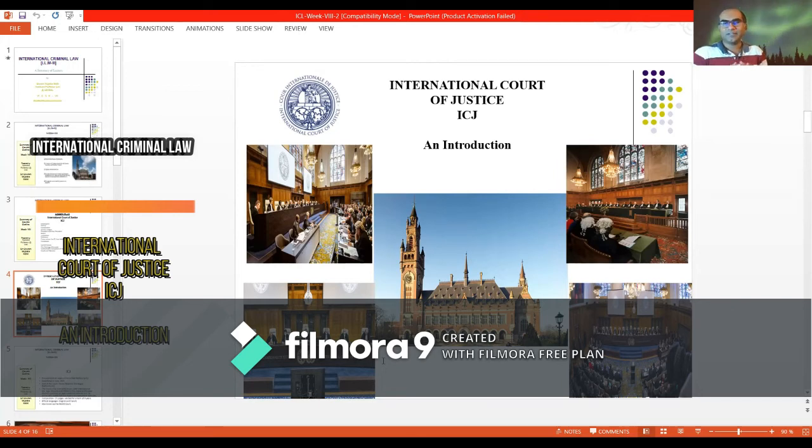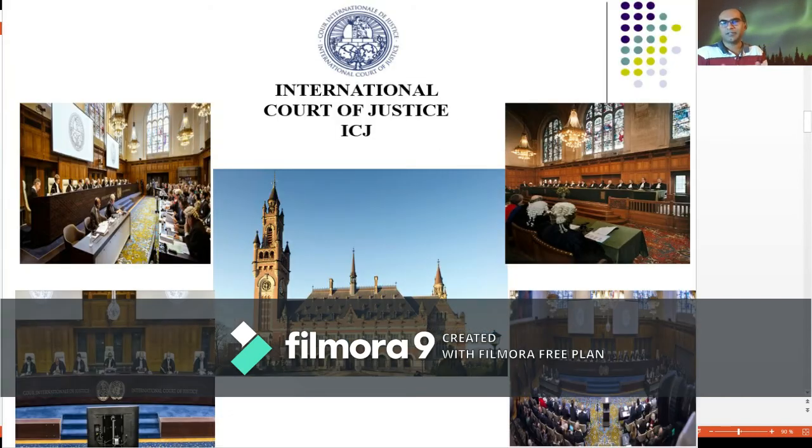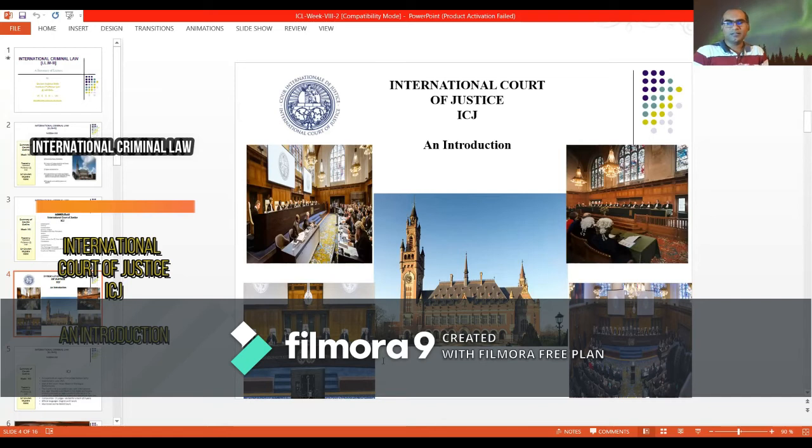There are 15 independent justices elected by the General Assembly and the Security Council. Each serves on the court for a 9-year term. In this part of the lecture, this means the General Assembly and Security Council will independently elect 15 judges from the member countries, and each judge will serve their tenure, that is the duration of the job of that judge in the ICJ, which is the 9-year term.